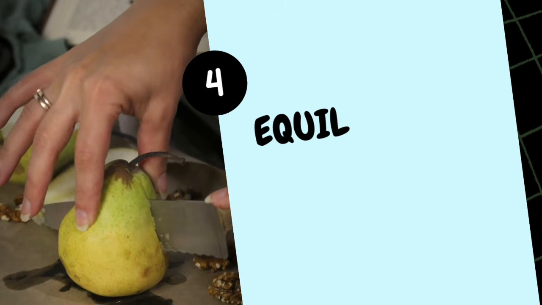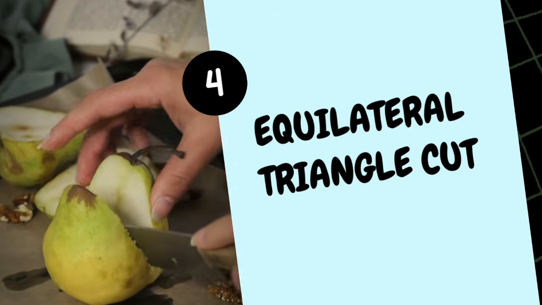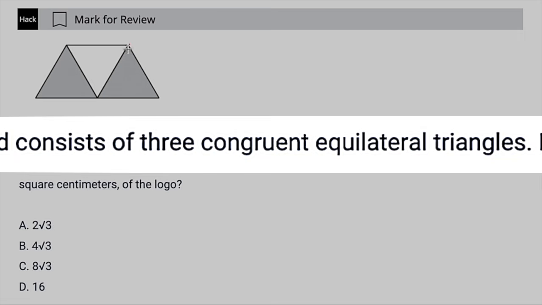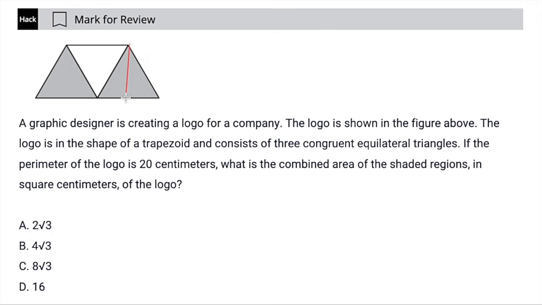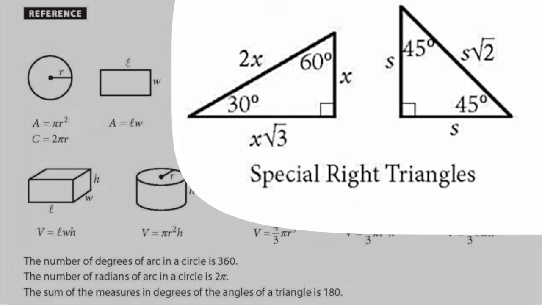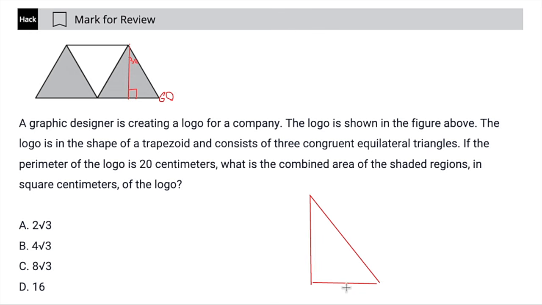Next up, we've got the equilateral triangle cut. If they tell you you're dealing with an equilateral triangle, you're probably going to want to cut it in half like so, because when you do this, you create a 30, 60, 90 triangle, which, as you should know, is a special right triangle. And this is on the reference sheet, so you don't have to memorize it. But basically with a 30, 60, 90, your shortest side is going to be x, your hypotenuse is going to be 2x, and your other leg is going to be x times the square root of 3. So following this logic, go ahead and pause the video and try this question on your own first.